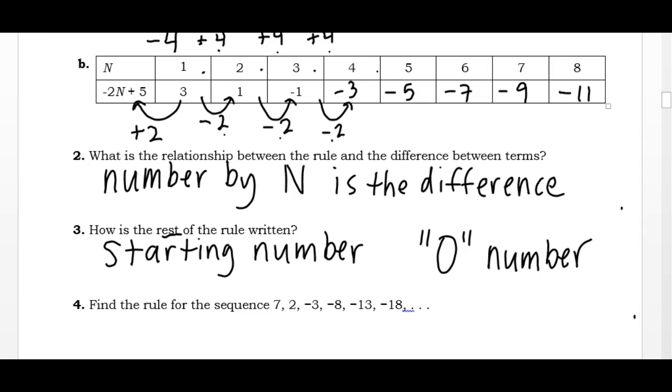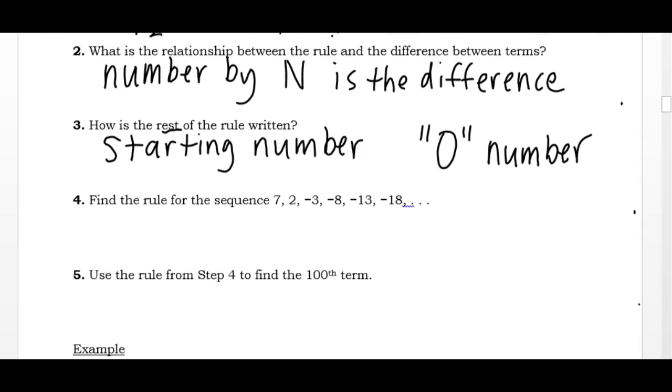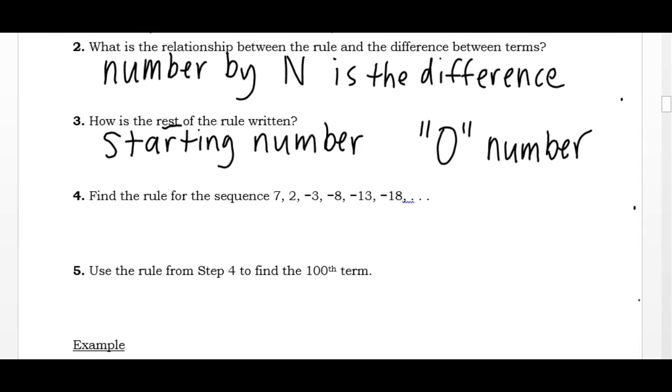So let's practice using that information to write a rule for the sequence that goes 7, 2, -3, -8, and so on. So first I need to know how much it changes by. So I see that's going down by 5. That's also going down by 5. We'll check one more. It's for sure going down by 5. So I know my rule should start with a -5n.